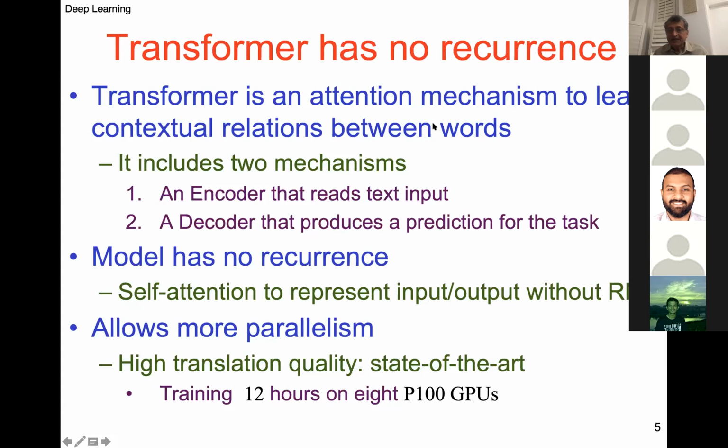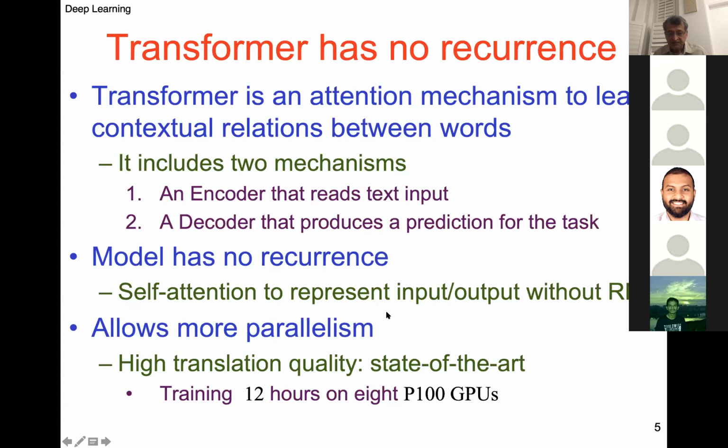Transformer is an attention mechanism again. It leads to contextual relationships between words. It includes two mechanisms, an encoder that reads the input text, and a decoder that produces a prediction for the task. The model has no recurrence. So we previously saw that the models had some kind of a relationship from one stage to the next stage. Self-attention to represent input-output without RNNs.